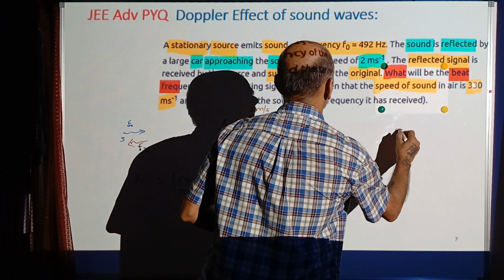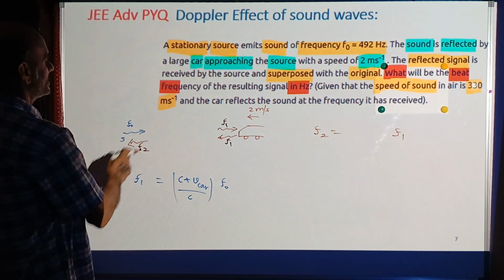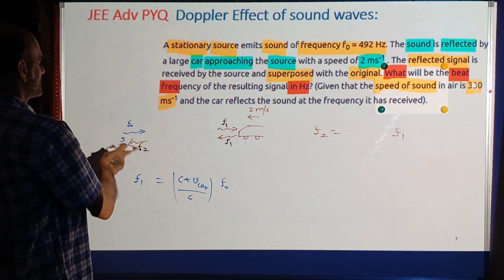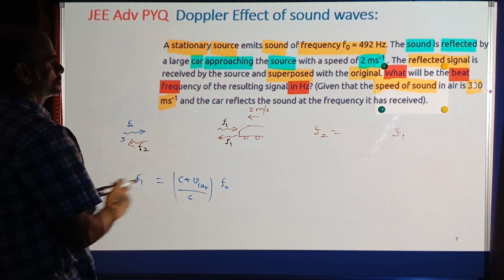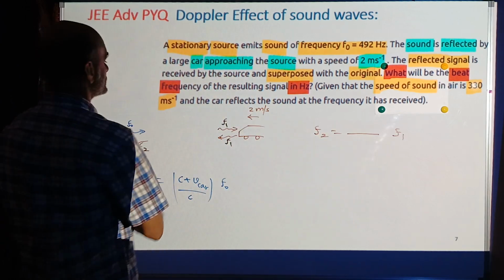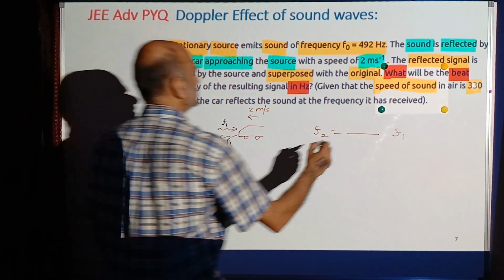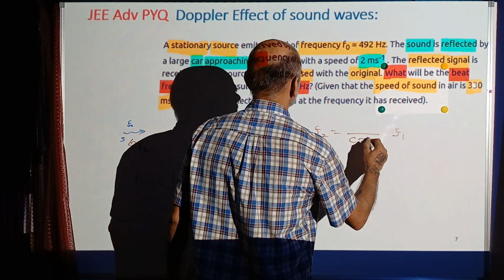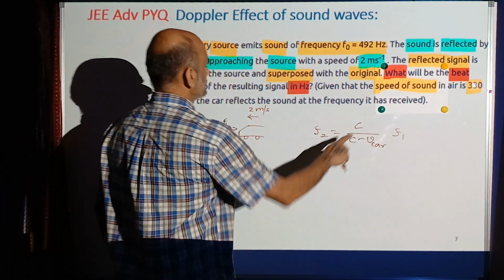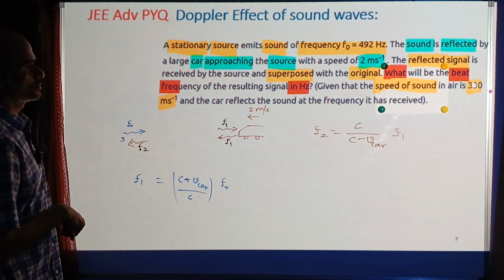F2 equals F1 times... For the second part, the reflected wave, the source is the reflecting car, and the observer is the initial stationary source. So here the source is moving towards the observer, so it will contribute to increasing the frequency. So in the denominator, to increase frequency, you have to put the minus sign. The observer is not moving, which is the stationary source.